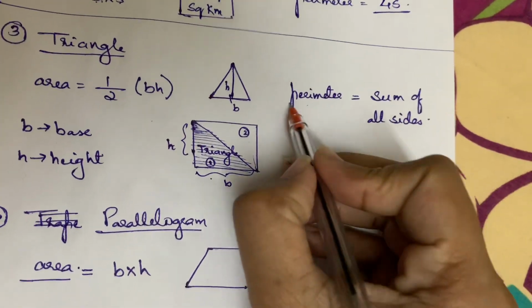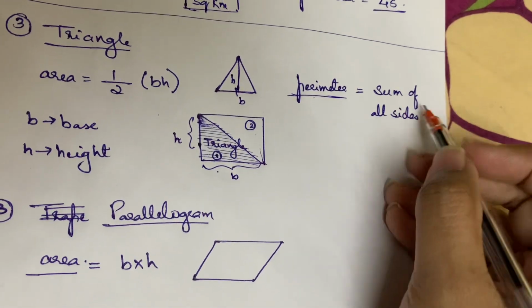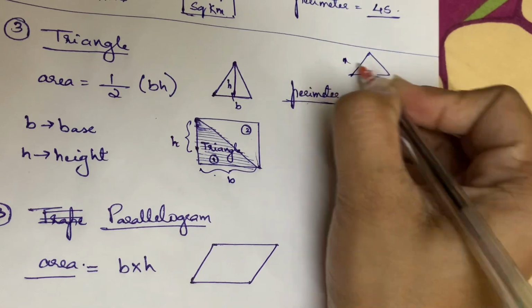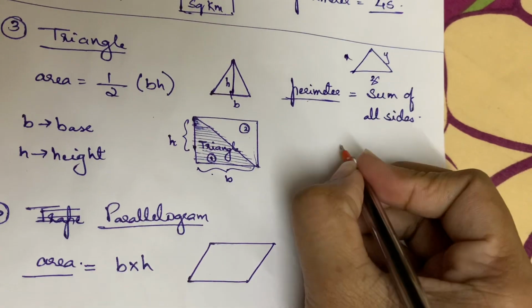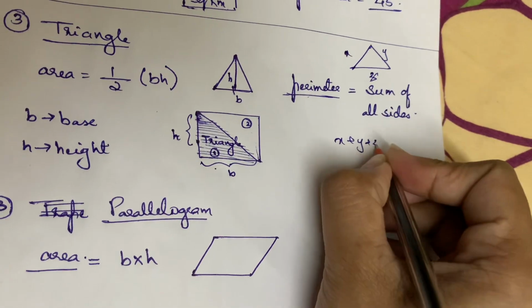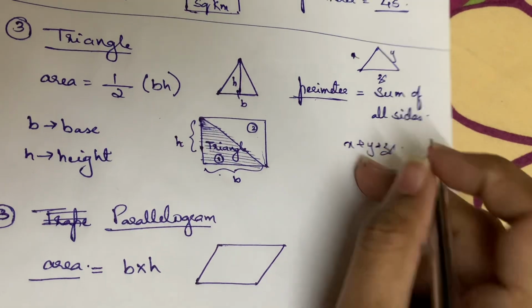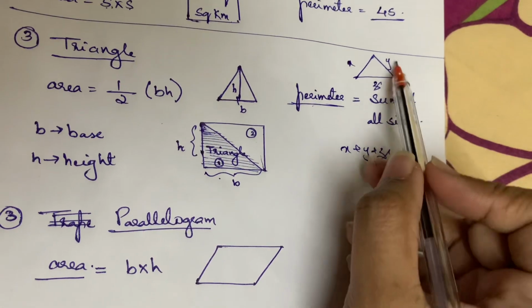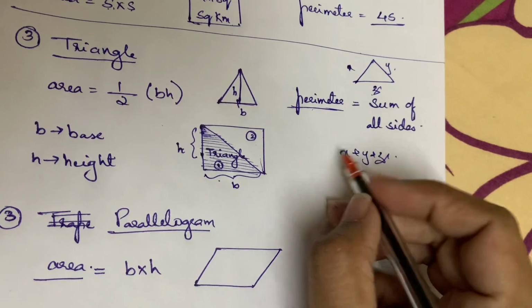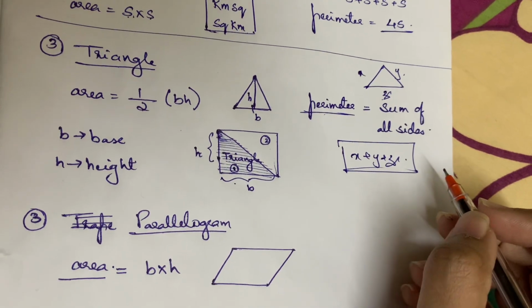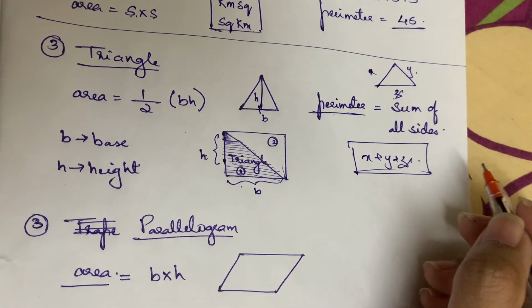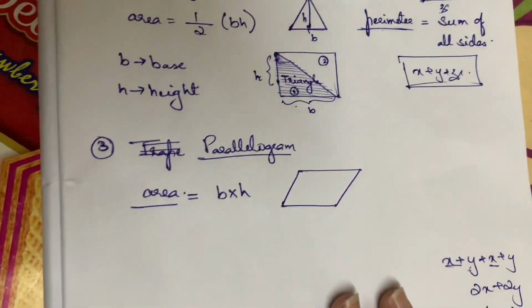Now perimeter, how do you find it for a triangle? Sum of all sides. So let's say these are x, y and z. Then the perimeter will be x plus y plus z. Anyway, you can go x, y plus x plus z, y, x and z, anyway, but we have to do the sum of the sides.